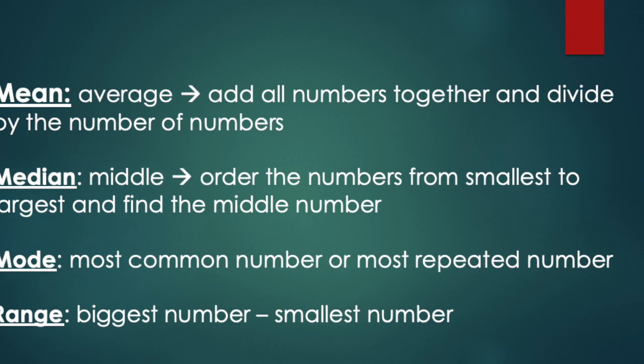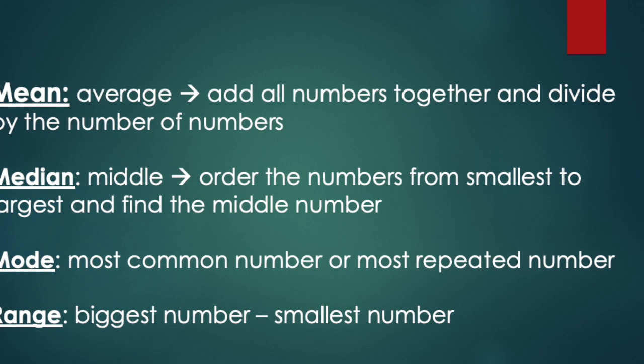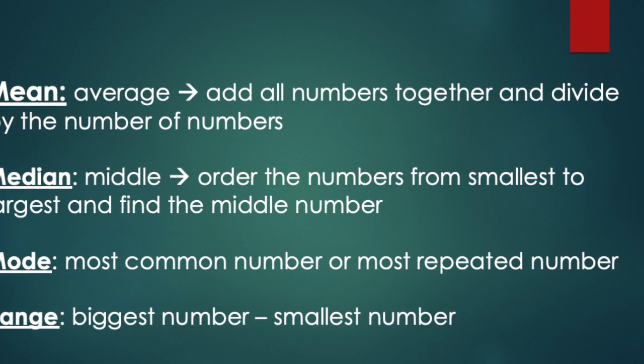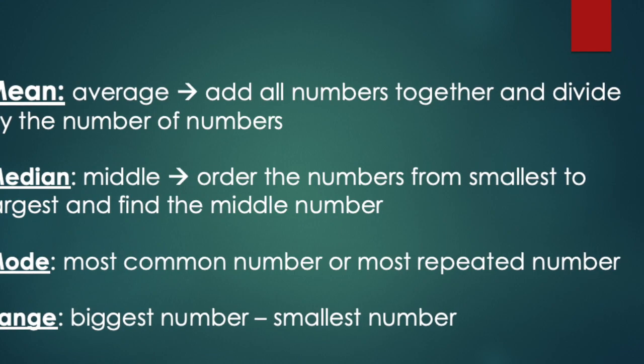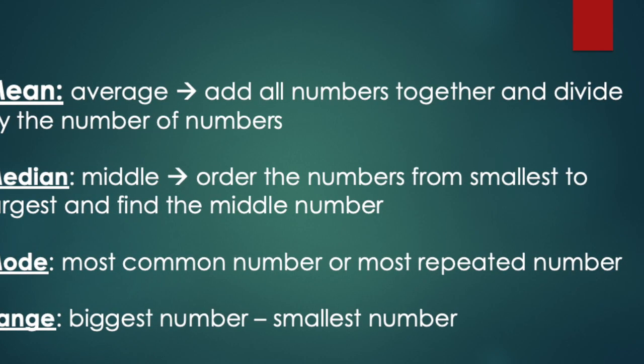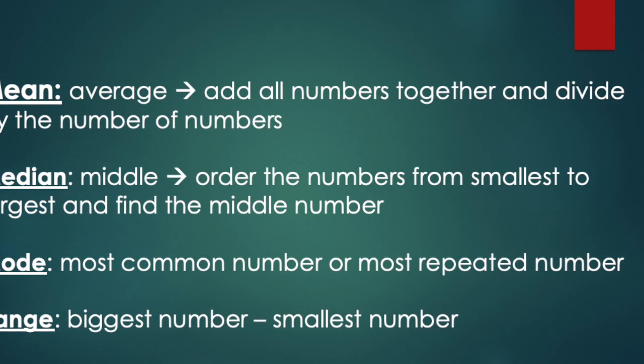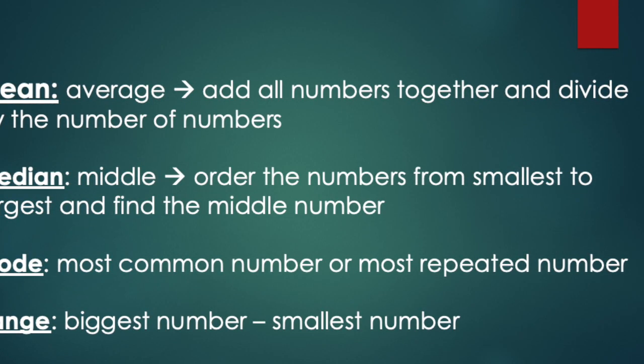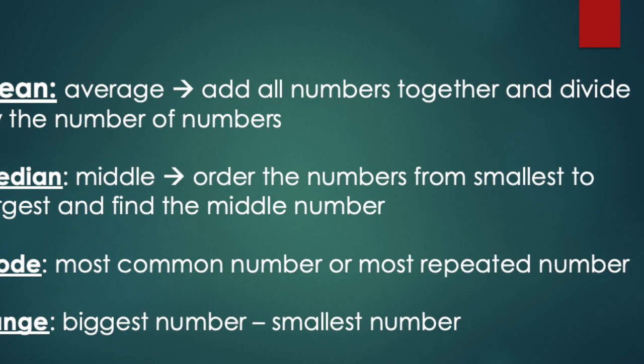So mean is the average. To get the average, we add up all the numbers together and divide by the number of numbers. So if you have five different numbers, you would add all five numbers together and divide by five. Median is the middle number. In order to find the median, we order all the numbers from smallest to largest, and we find the number that is in the middle.